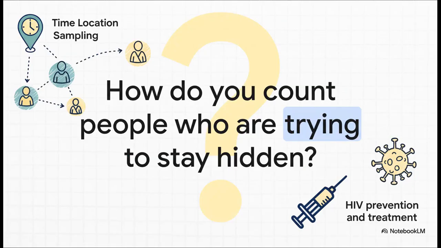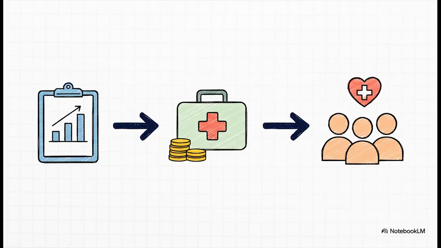Put yourself in the shoes of a public health official. You're trying to stop a disease, but the communities you absolutely need to reach, we're talking about groups like sex workers or people who inject drugs, they're often hidden, because of stigma or because what they do is illegal. A simple phone survey or a census, that's just not going to cut it. So how do you get a real picture when the very people you need to count are trying to stay off the grid?